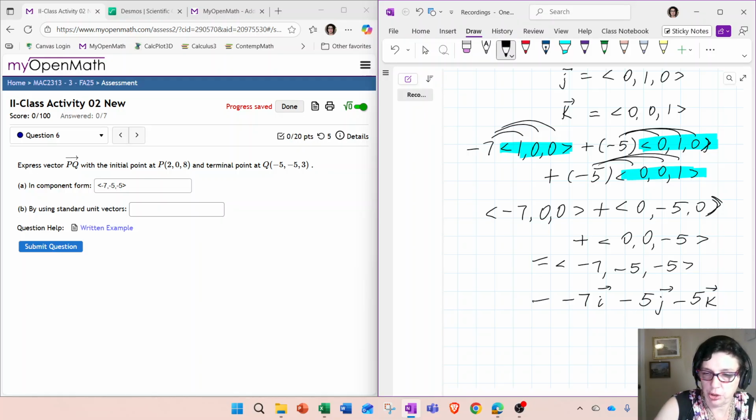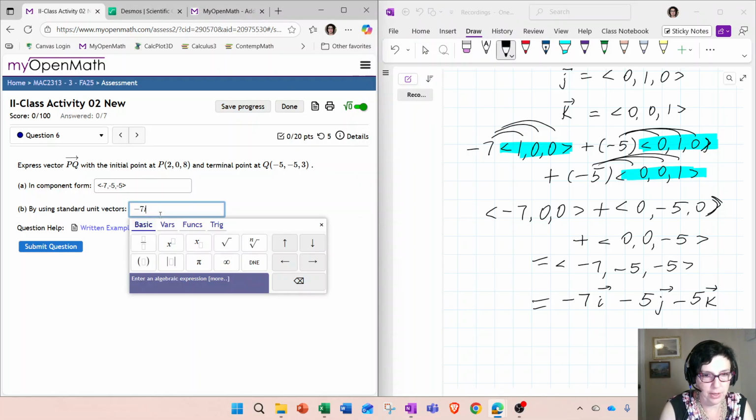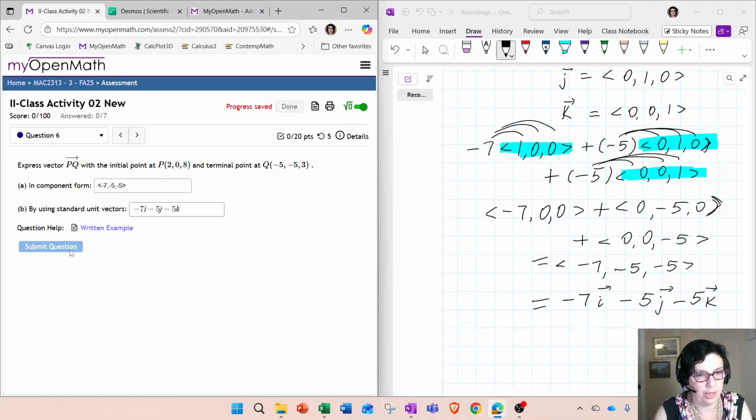Notice the notation. Be careful comparing the notation. In component form, you want vector brackets, right? And you have to use commas to separate the coordinates, or rather the components of the vector. In standard unit vector notation, there are no vector brackets and there are no commas. You are just adding the number, whatever the component is, multiplied by i, and so on. So this is going to be -7i, no commas, -5j, and then -5k. So that will be using standard unit vectors.